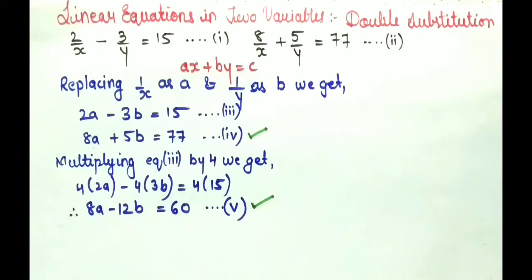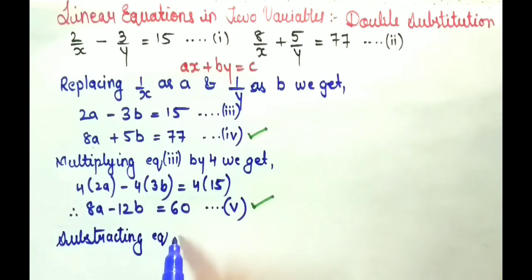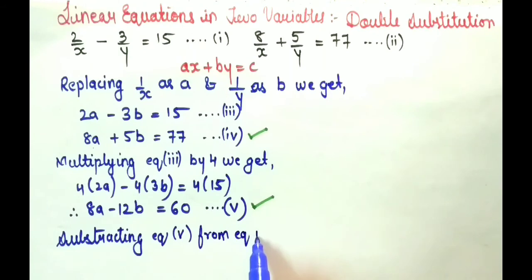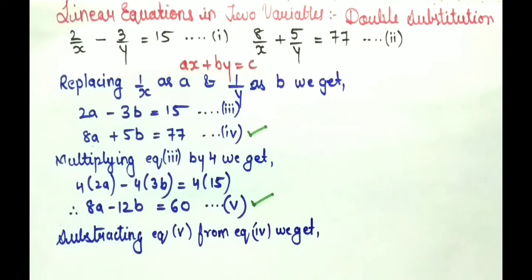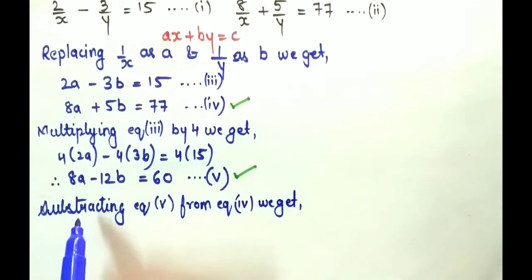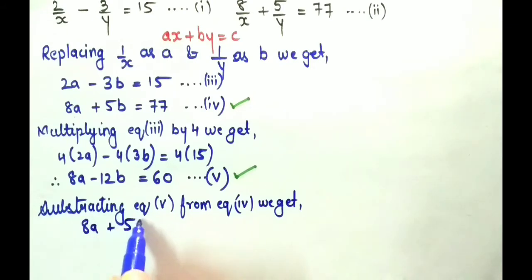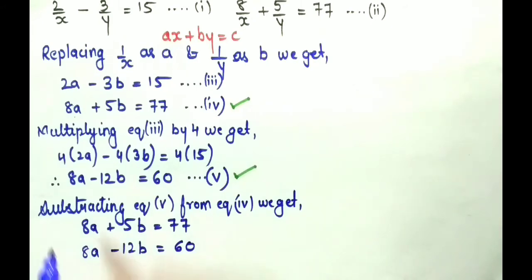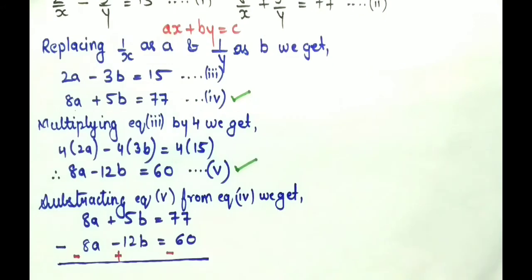Now I will be solving simultaneously equation 4 and equation 5. As you can see, the coefficient of a, which is 8, is equated in these two equations. Now we will be subtracting equation 5 from equation 4. Therefore 8a plus 5b is equal to 77. This is my equation 4. 8a minus 12b is equal to 60. This is my equation 5.